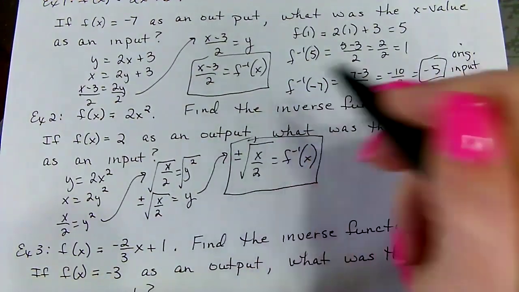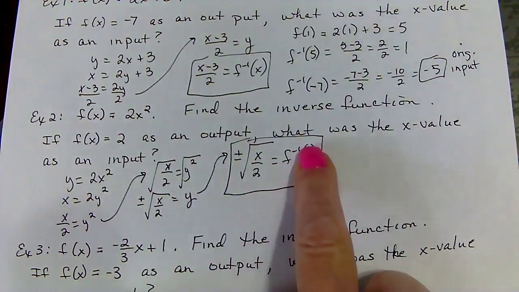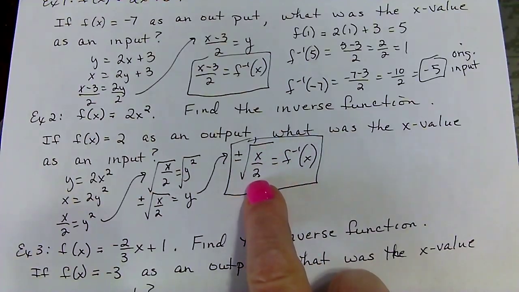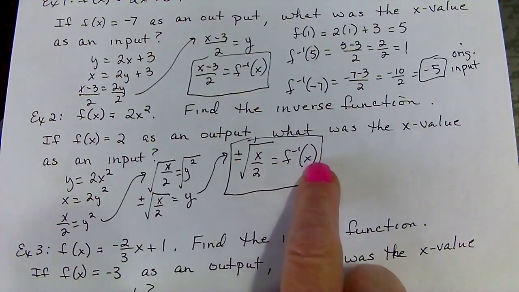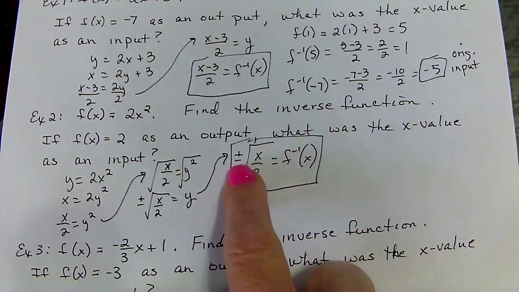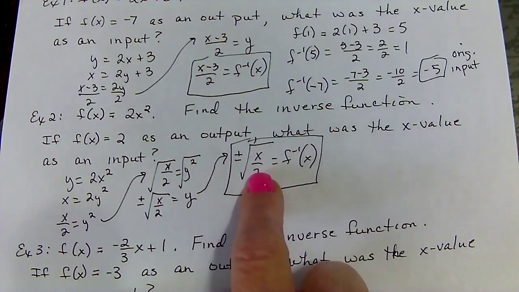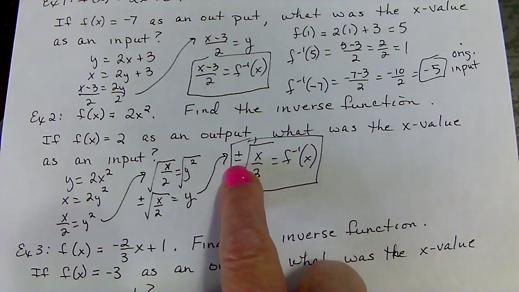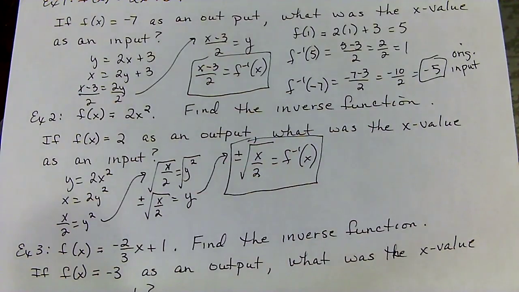We actually have 2 of them. You can write these as 2 separate equations. You can say f inverse of x equals the square root of x over 2, and then the second one would say f inverse of x equals negative square root of x over 2. Your calculator does not have a plus minus key, so you're going to have to do each one of these separately, not together. Okay, the second part of this, if f of x is equal to 2 as an output, what was the x value as an input?